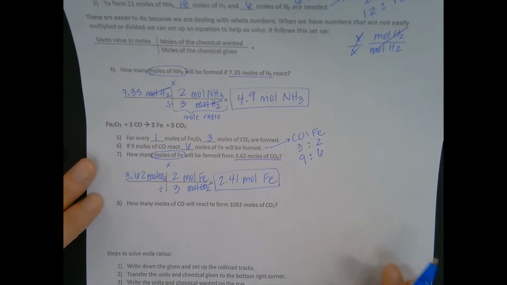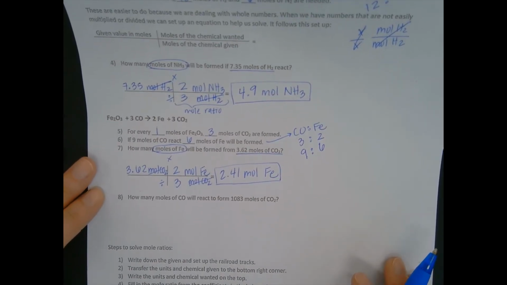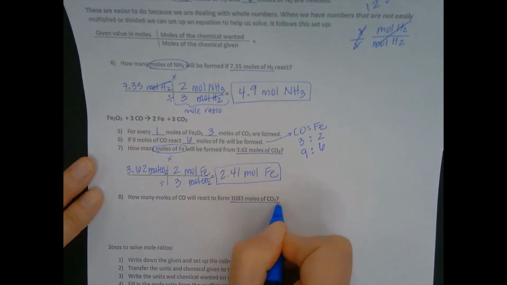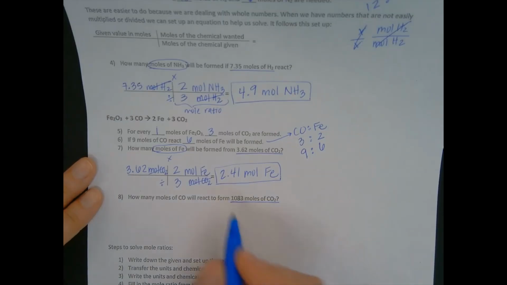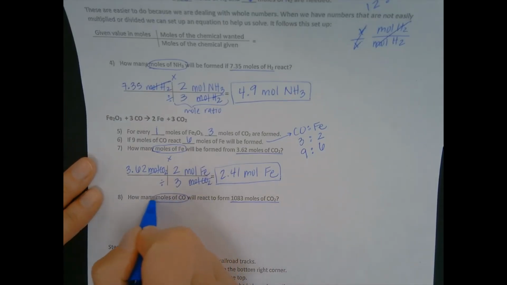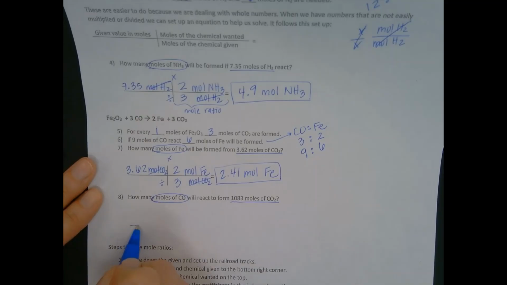Okay, now let's look at number 8. There's no setup of the train track given to us, so we're going to do it ourselves. How many moles of CO will react to form 1,083 moles of CO2? What are you given? What are we going to underline? Perfect, moles of CO2. And what are you trying to find? Perfect. Okay, now I'm going to set up a train track.